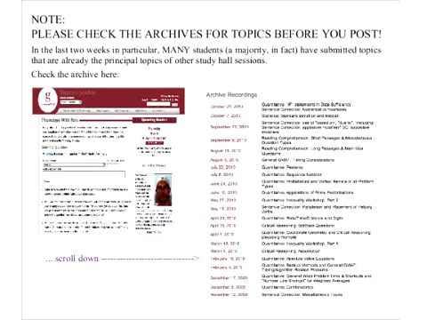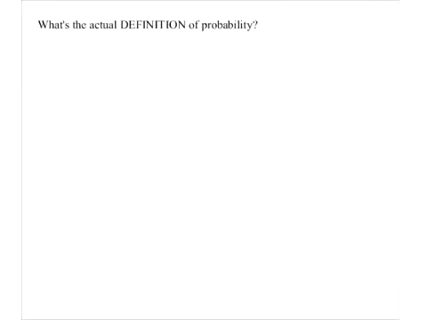Okay, let's talk about probability from the standpoint of an actual definition. Text box: who knows what the actual definition of probability is? The most basic possible computational definition, not a theoretical definition. So go ahead and type that in there.